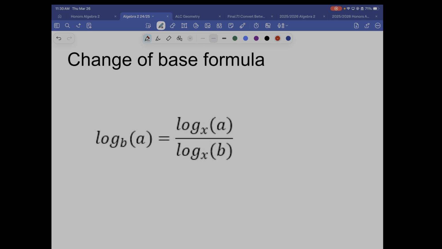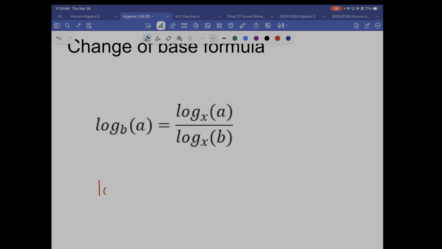The change of base formula is going to allow us to take any log and essentially use our calculators to solve it. So it says log base b of a. Doesn't matter what that b is. Doesn't matter what that a is. I could have log base 4 of 16. My base is 4. My a value is 16. What the change of base formula says is that this is going to equal the log of a divided by the log of b.